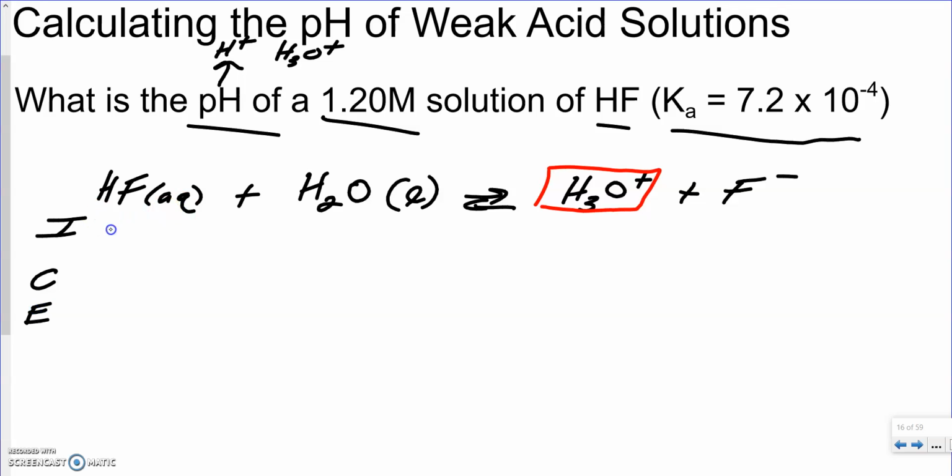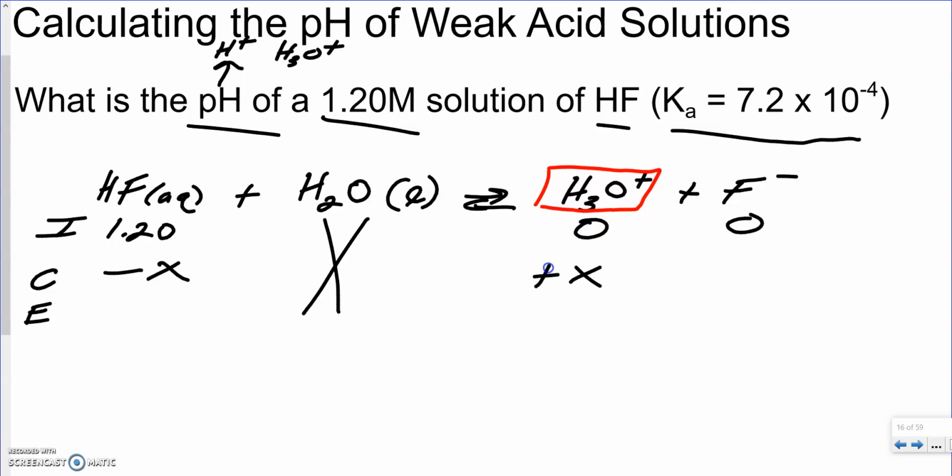So remember, I is initial, so in this case, 1.20 molar. We don't care about water, so this is kind of new, where we really haven't had a lot of solids and liquids that we've played with thus far. So I'm just going to put an X underneath water. We start out with 0 of this and 0 of this because there's no dissociation initially. Then from there, it's going to dissociate. So remember, we use our X value to figure out how much dissociates. So minus X, because we automatically know according to Q, it's got to shift towards products because we can't have a 0. So plus X and plus X.